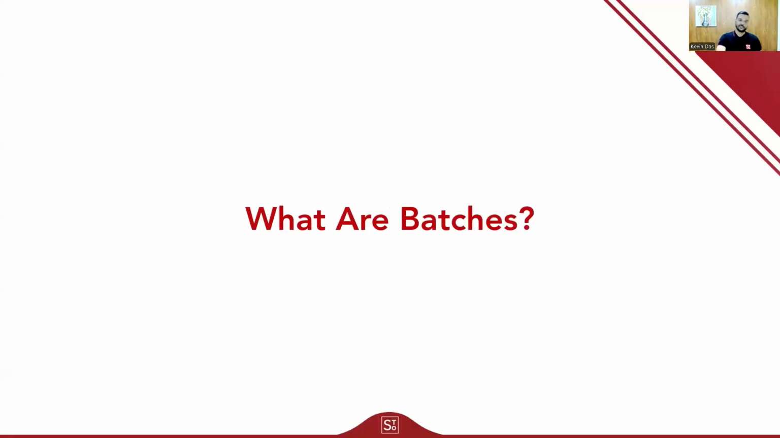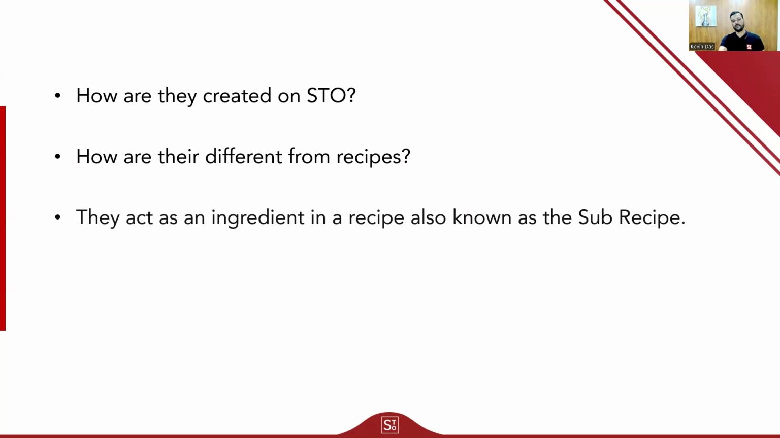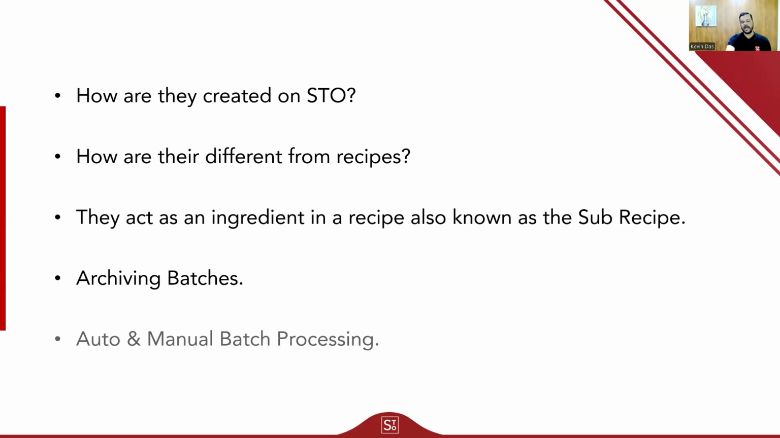So what are batches? How are they created on STO is what we look at. How are they different from recipes, although they are very similar to recipes? How we differentiate them in StockTake Online. They act as an ingredient in a recipe, also known as a sub-recipe. How do we archive batches which are not in use anymore, not exactly out of the system, but not in the mainstream in our list? And what is auto and manual batch processing?